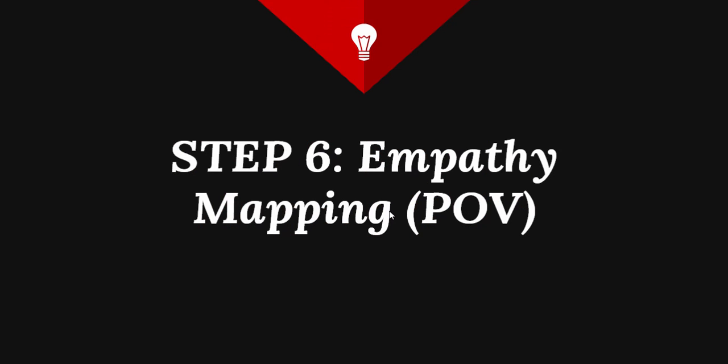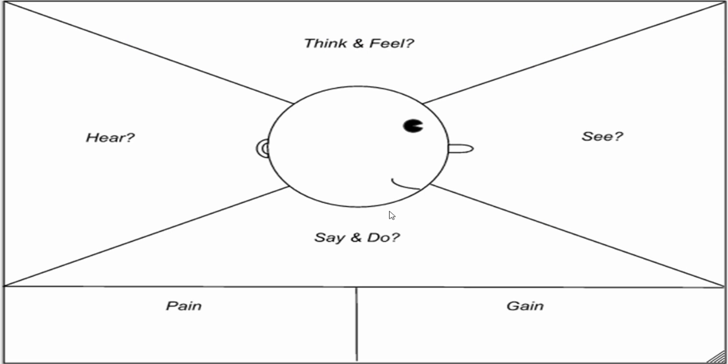So step number 6 is empathy mapping or point of view. So basically what I'm talking about is an empathy map or empathy mapping approach. Empathy mapping is a technique that is used by researchers, psychologists, business professionals, entrepreneurs, and a lot of people around the globe. This is a very powerful technique that gives you first hand information about what your customer wants and what he feels. As you can see, there are 4 fields in this empathy map.